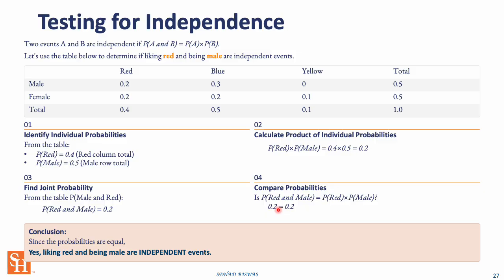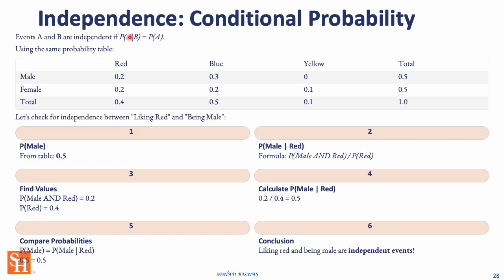So I guess now it is clearer to all of us what we basically mean by independence. If two events are independent, then we also know this formula: the probability of A given B equals the probability of A. So from this table, let's check whether this is true. Here, the probability of male is 0.5.